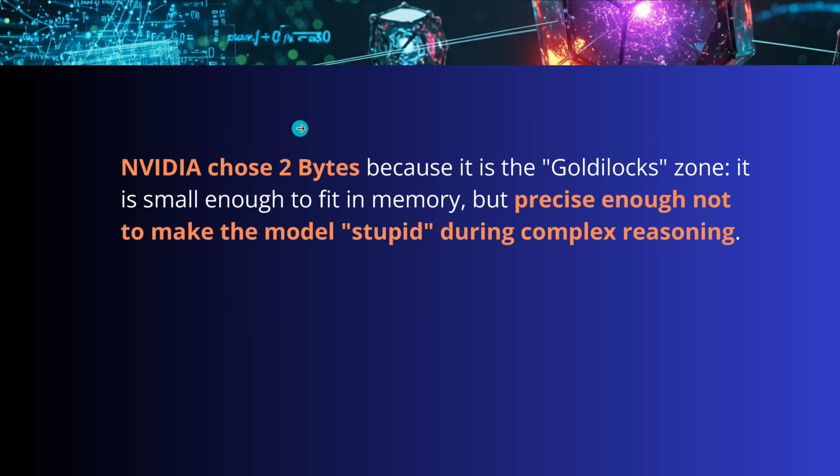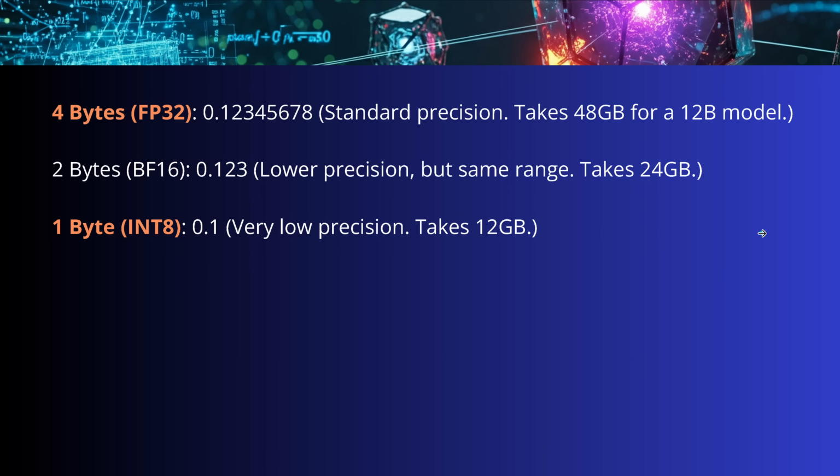NVIDIA tells us they chose the 2 bytes because this is the Goldilocks zone. It is small enough to fit in memory, but precise enough not to make the model stupid. Given this should be a science model, or at least a model that has the capability to solve some more complex reasoning. So just to give you an idea, if you go with 4 bytes, a full FP32, this standard precision takes about 48 gigabytes for a 12B model.